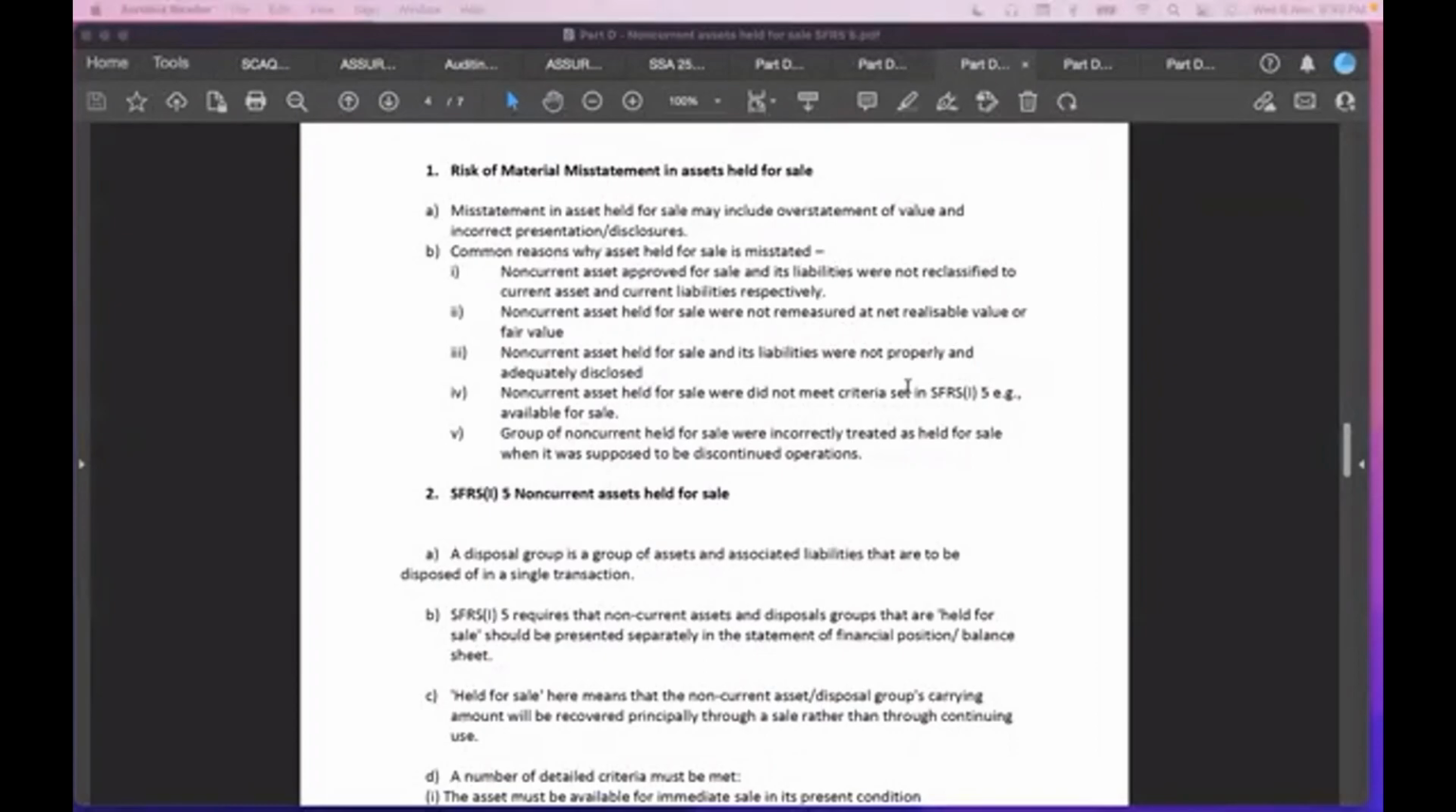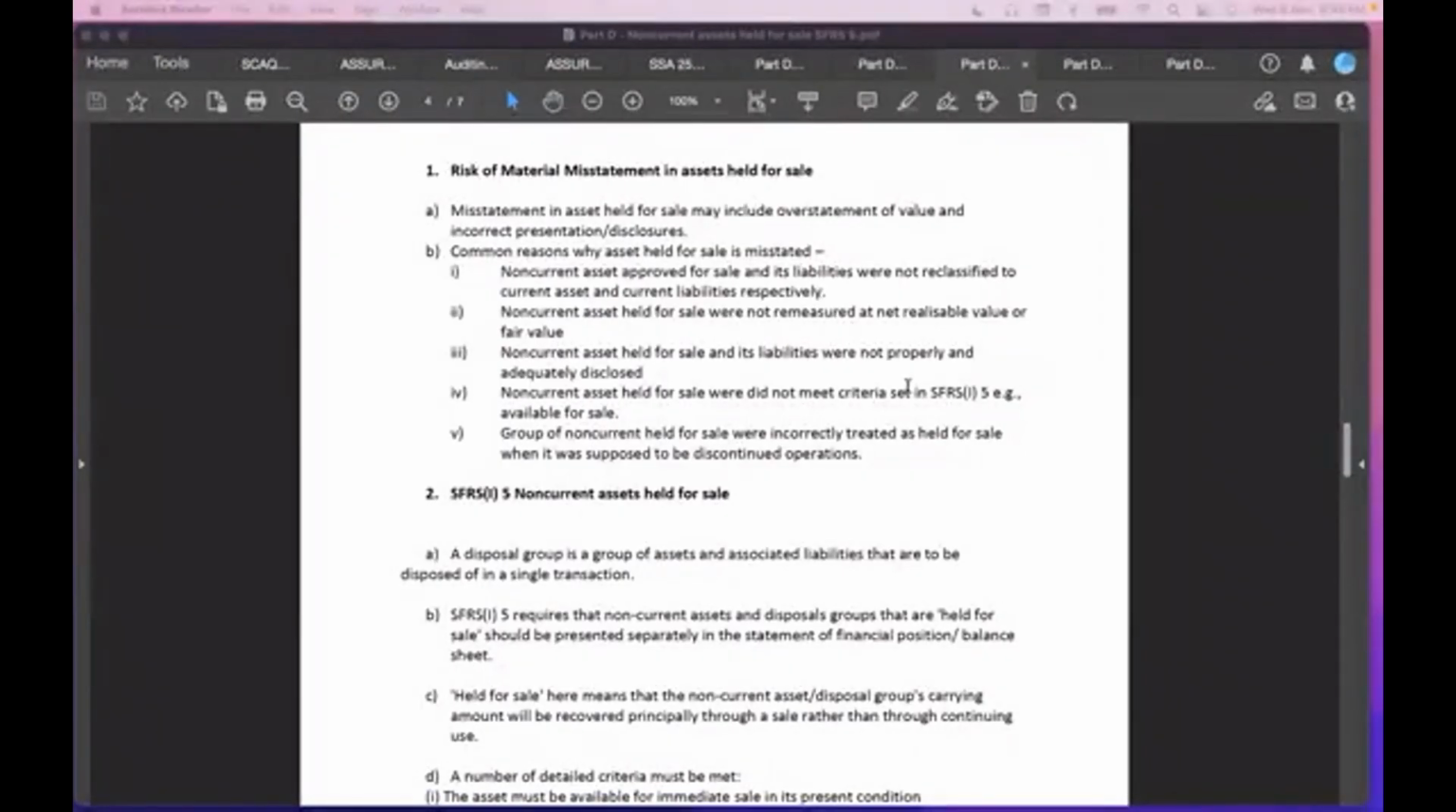All right, what are the requirements? The non-current asset held for sale is not remeasured, which is expected to be done. So most of the time, even though they reclassify, it's still overstated. Non-current asset held for sale and its liability were not properly or adequately disclosed. There was not enough information explained about this asset that has been reclassified. It did not meet the criteria, say for example available for sale, but they went ahead to reclassify. There are groups of non-current asset held for sale.